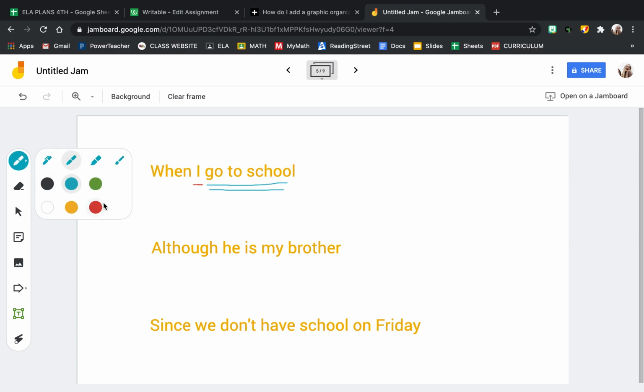Let's look at another example. Although he is my brother. He, that's the subject. The predicate is my brother. It tells what the subject is in this case. He is my brother. But when it has this word at the start, although he is my brother, what? It's not complete. That does not tell a complete thought. It doesn't conclude. It's not a full, complete sentence because you're left asking what.